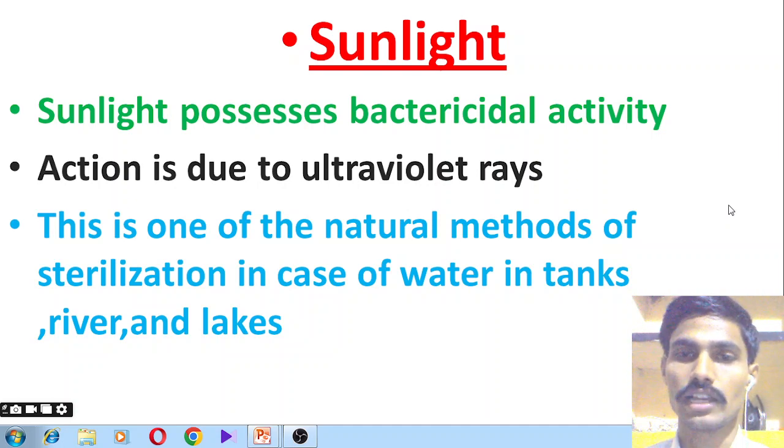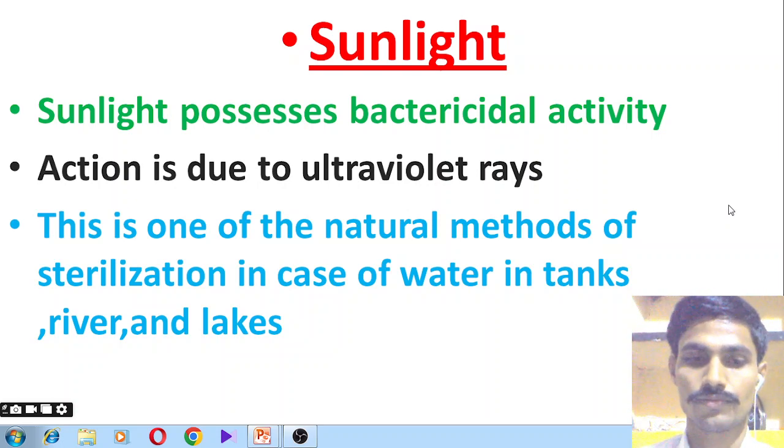This is one of the natural methods of sterilization in the case of water in tanks, rivers and lakes. Water is always present in tanks, rivers and lakes. Here the sunlight falls onto the water. While the sunlight passes through the water, any microorganisms are killed by the ultraviolet rays. Hence it is called a natural method of sterilization.